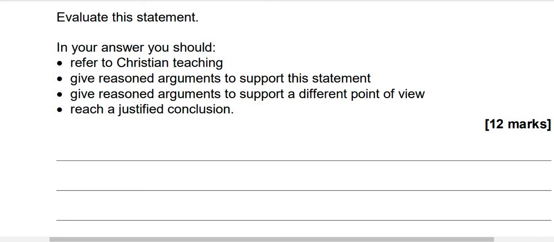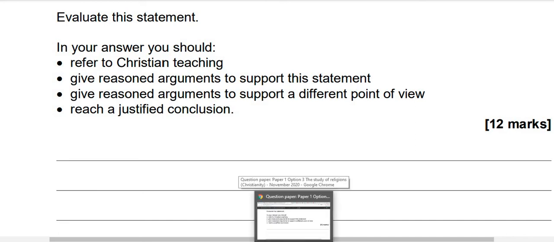It doesn't say quotes, it does say teachings. So if you can't think of quotes, refer to Jesus, New Testament, catechism, as many things as you can remember as possible. But key words are crucial.